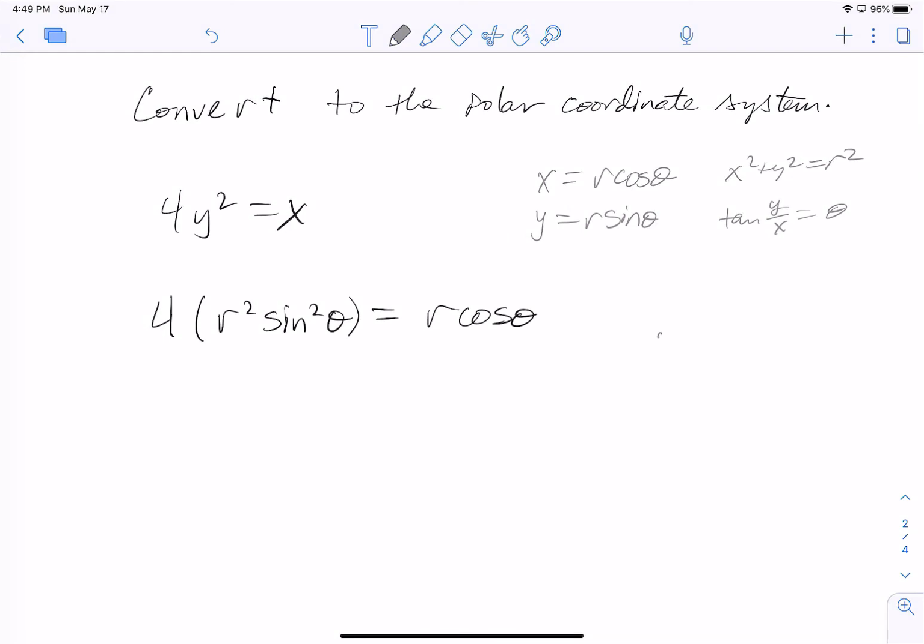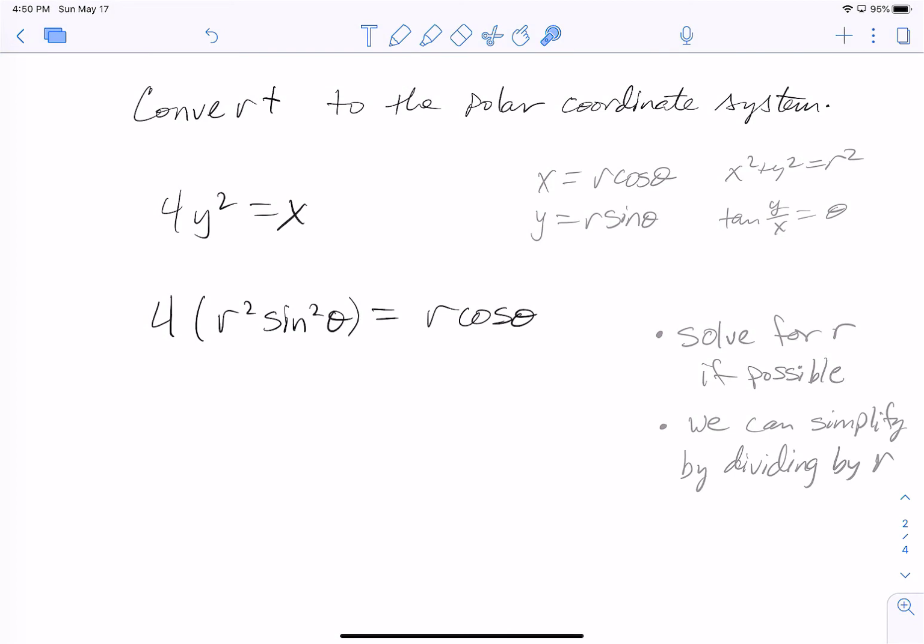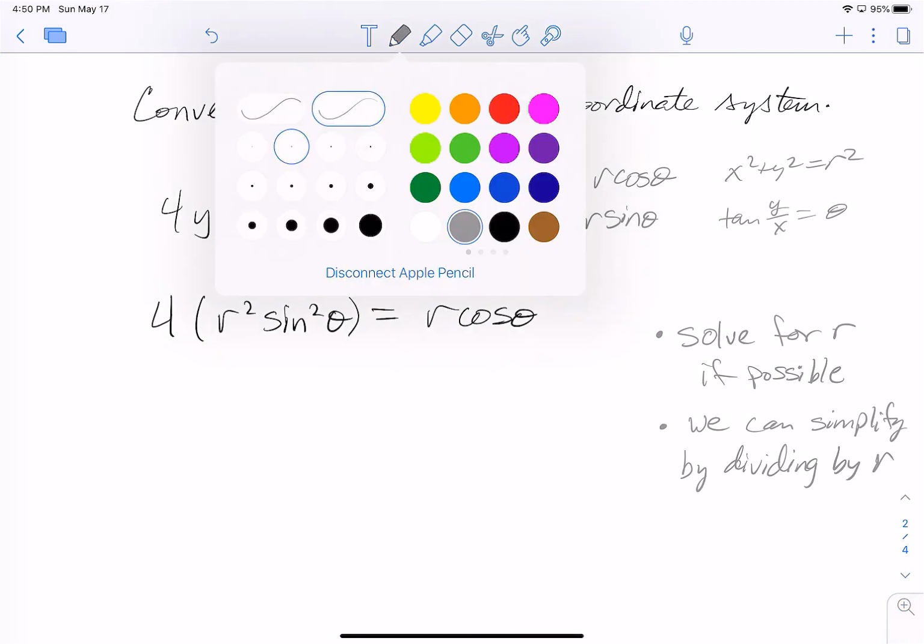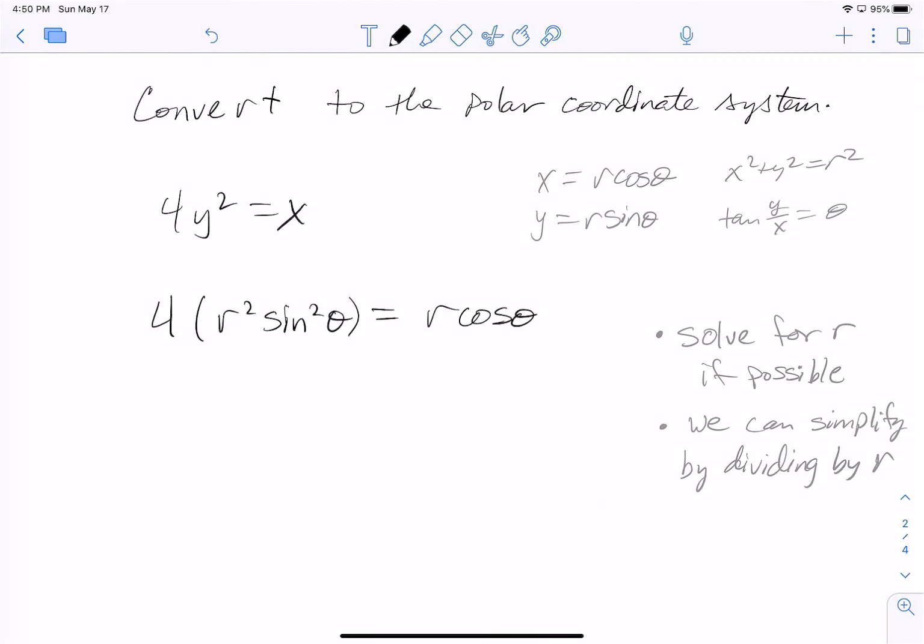A couple of things to note here. Solve for r if possible, and we can simplify by dividing by r if needed. Now, I wasn't there when the math people had the meeting that said that they could divide by r, but it's true. So since I do see an r squared on the left and an r on the right, I'm going to go ahead and do that. And I'm going to divide by 4 right now. And so we have r sine squared of theta is equal to 1/4 times the cosine of theta.